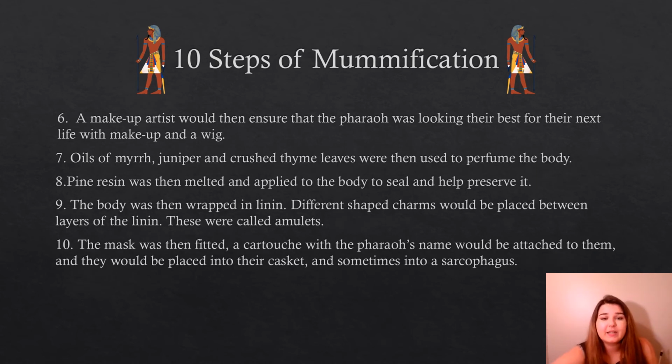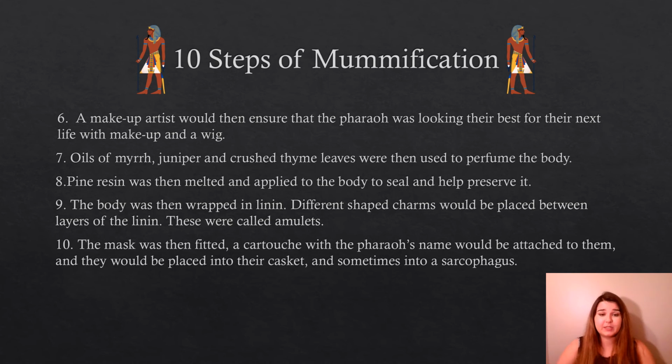So the idea to keep the pharaohs looking their best in the afterlife actually brings us to step 6 of the mummification. Step 6, they would bring in makeup artists to ensure that the pharaoh did indeed look their best. These makeup artists would not only put makeup and wigs on the pharaohs, but they also concealed the scars and would stitch the wounds from the procedures previously.